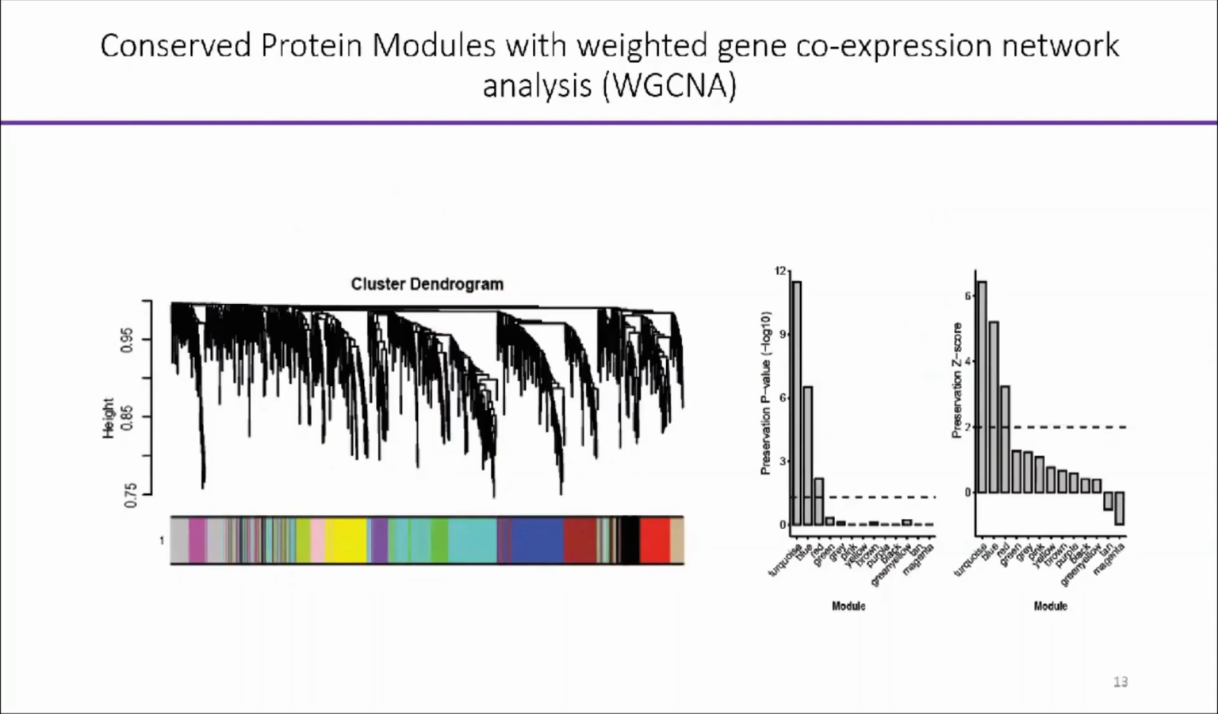To more specifically characterize protein-level similarities between the organoids and the fetal brain regions, we performed WGCNA. This analysis groups highly correlated proteins into network modules. In total, we identified 13 gene modules of the fetal samples, 3 of which were also significantly preserved in cerebral organoids. So I'm going to briefly explain some of the characteristics of these modules.